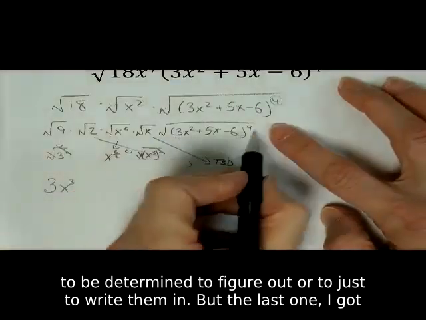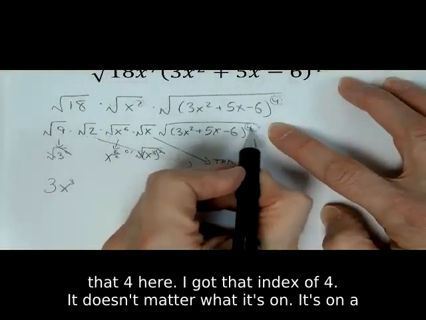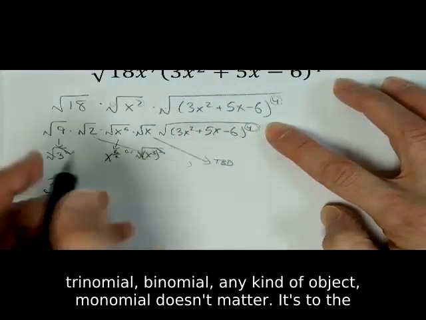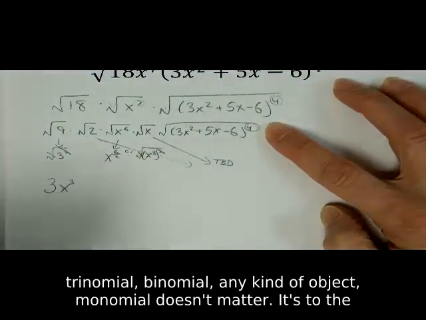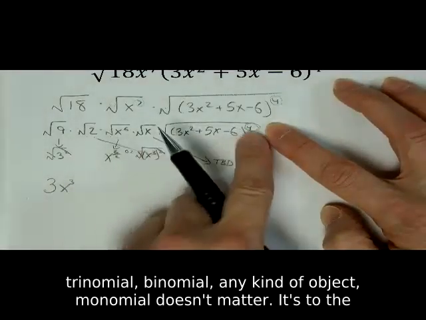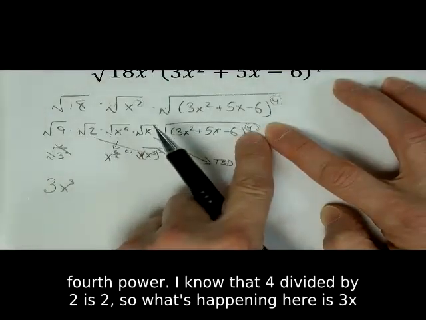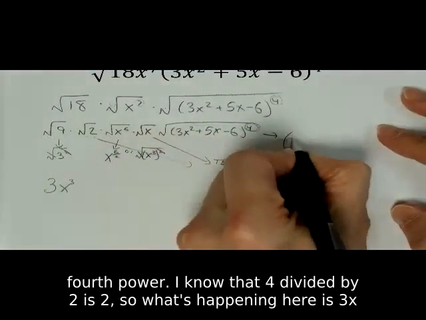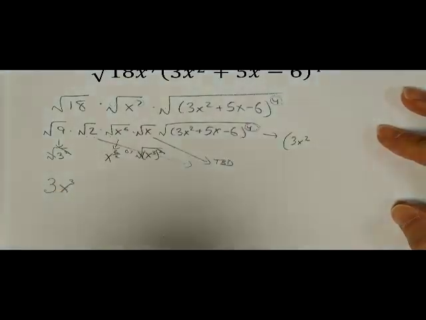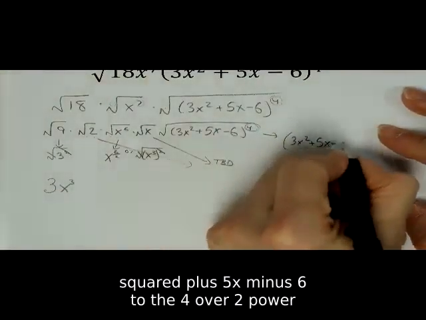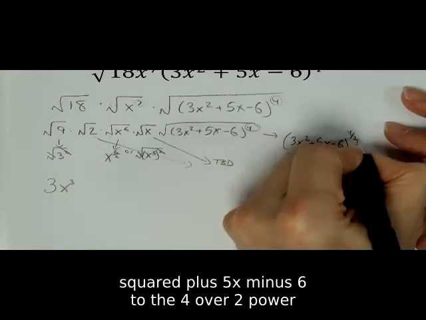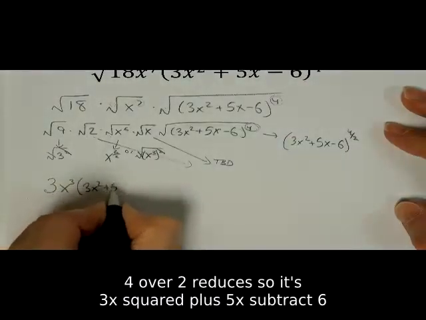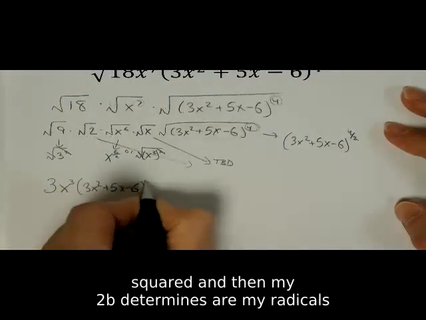But the last one, I got that index of 4. It doesn't matter what it's on. It's on a trinomial, binomial, any kind of object, monomial, doesn't matter. It's to the 4th power. I know that 4 divided by 2 is 2. So what's happening here is 3x squared plus 5x minus 6 to the 4 over 2 power. 4 over 2 reduces. So it's 3x squared plus 5x subtract 6 squared.